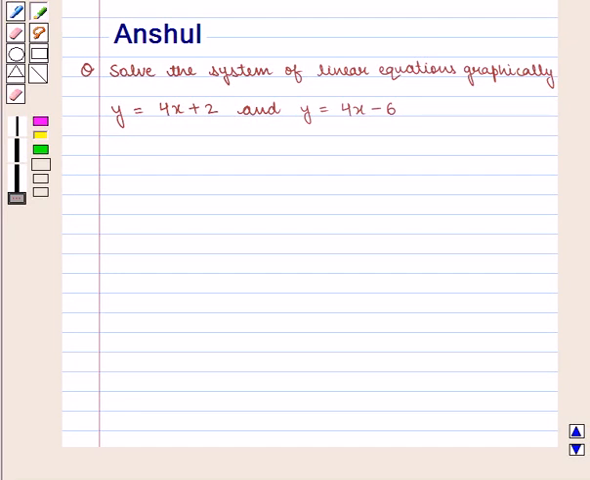In this session, we are going to discuss the following question. The question says: solve the system of linear equations graphically, and the equations are y is equal to 4x plus 2 and y is equal to 4x minus 6.